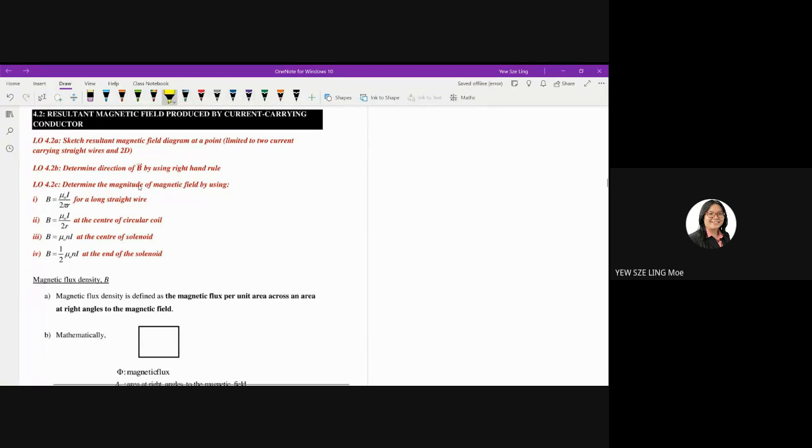If you look at the learning outcome 4.2a, sketch resultant magnetic field diagram. So it is exactly like your electric field diagram, the diagram that you use in chapter 1. So we will learn how to sketch it, and then determine directions of B by using right-hand rule. Okay, so we have learned it in the previous subtopic as well. And 4.2c determines the magnitude of magnetic field. So this one is the magnitude, this one is the direction. When you combine these two, then obviously B is a vector quantity.